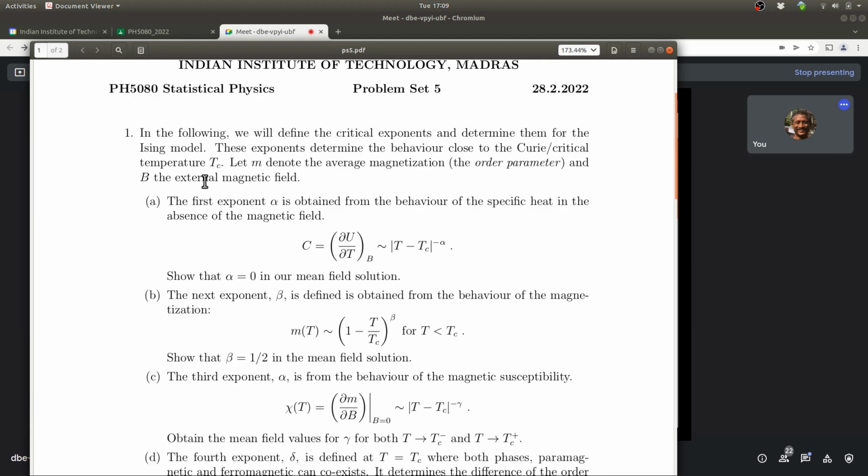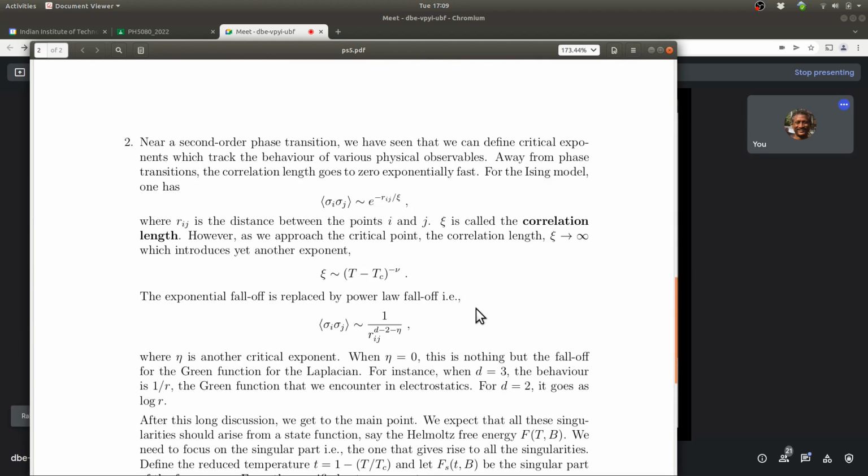So that's the target of this problem 1, which is to bring together certain ideas. Near a second order phase transition, we have seen that we can define critical exponents which track the singular behavior as you approach the critical temperature. Away from phase transitions, usually the correlation length dies exponentially fast. So I have to define what I mean by correlation length. I'll define it in the spin model, but it could be for any two observables: sigma at i and sigma at j, and you want to work out its correlation function.